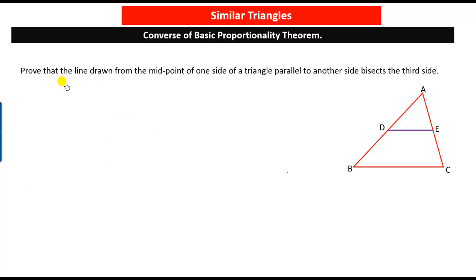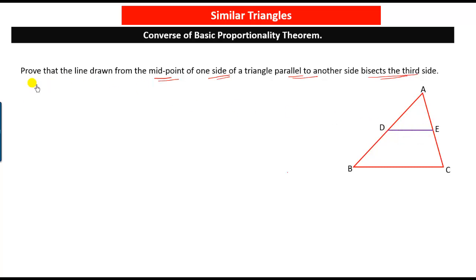Next question is, prove that the line drawn from the midpoint of one side of a triangle parallel to another side bisects the third side. So here it is given that in a triangle ABC, D is a midpoint of side AB and DE is parallel to BC. It means that DE intersects the two sides of the triangle and it is parallel to the third side, and so here we can apply the basic proportionality theorem.